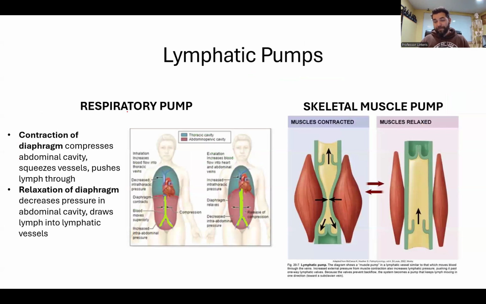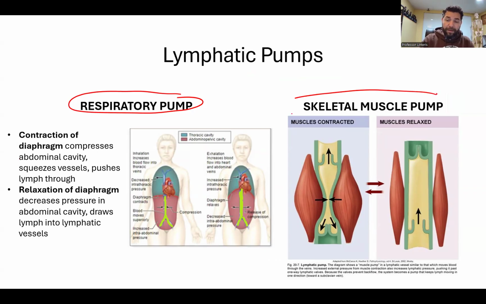How does the lymph move? Slowly, right? Not super fast. It's not under high pressure like we have in arterial blood flow. We have two similar mechanisms. We have a respiratory pump, which we talked about with blood flow, and we have a skeletal muscle pump. The respiratory pump, when you breathe, the diaphragm kind of creates that pressurized vacuum and it helps suck lymph back up through that thoracic duct.